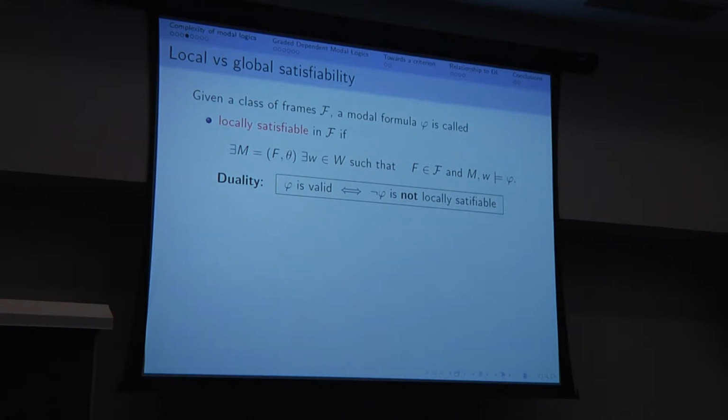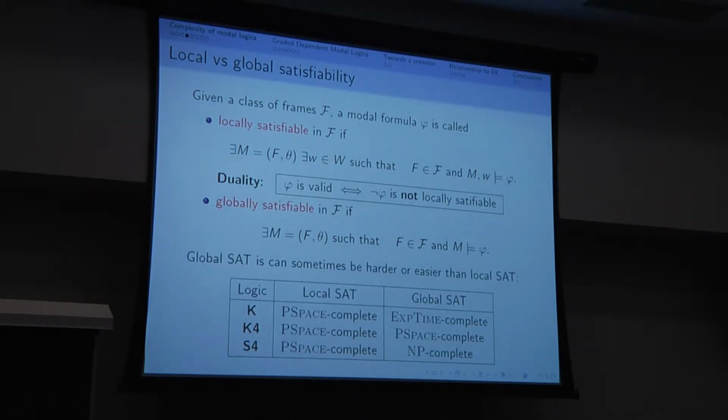However, in recent applications, another problem emerged, so-called global satisfiability. Given a model formula phi, can we determine that there exists a model from this class where the formula is true in all points of this model? From the first glance, it isn't clear which of these two problems is easier or harder. And in fact, it can be either easier or harder in some cases.